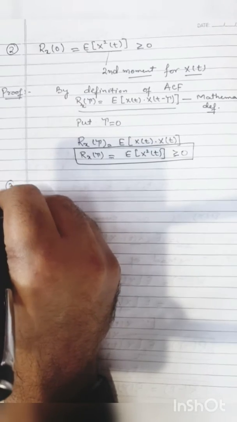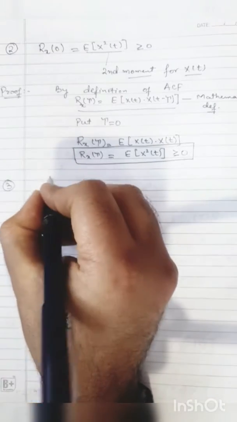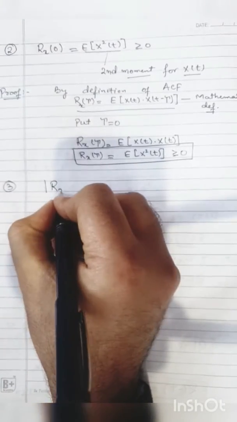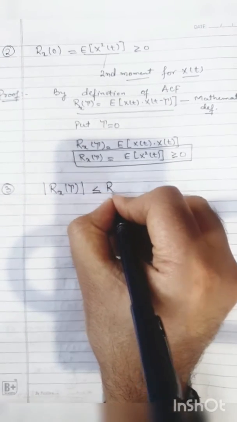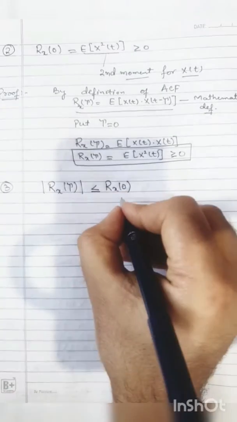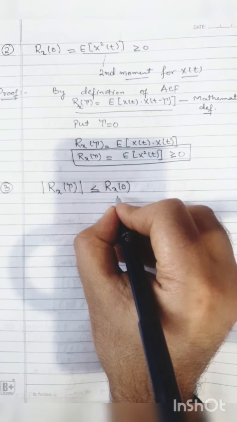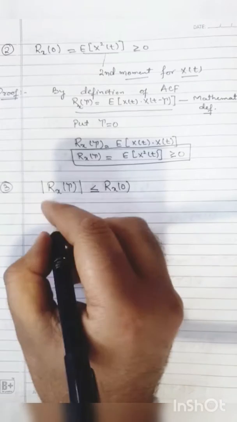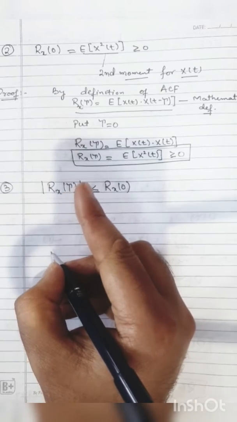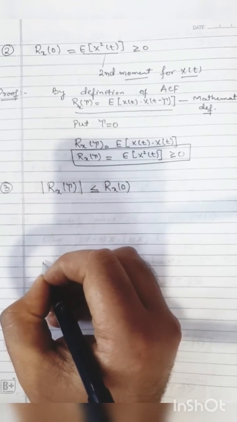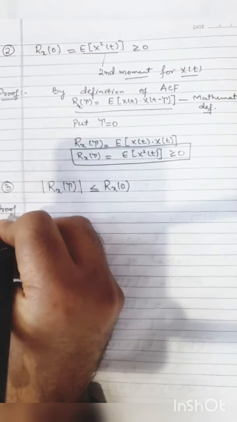Now we will write down the third property and try to derive its proof. The third property here is: mod of R_x(tau) will always be less than or equal to R_x(0). That means the maximum value of the autocorrelation function should occur at tau equal to 0, where tau is the time difference between the two time instants of the same random process in this autocorrelation function. Now I will try to prove the same.